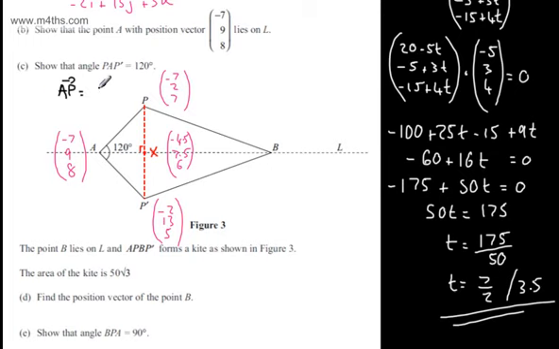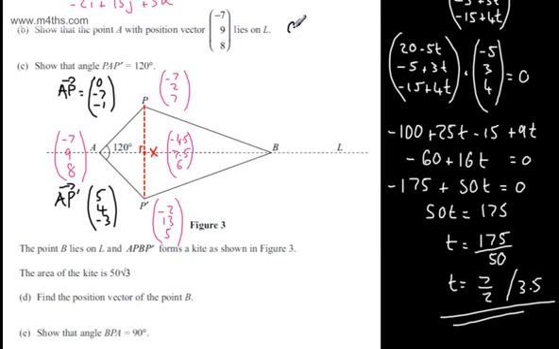If we now consider AP dashed, we're going to do P dash minus A. So I'm going to have minus 2 minus minus 7, which will give me 5. We're going to have 13 minus 9, which is going to give me 4, and then we're going to have 5 minus 8, which is going to give me minus 3. So what we want to do is show that that angle is going to be 120.